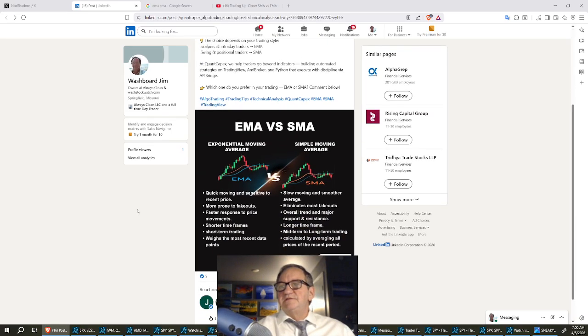So the EMAs and SMAs, EMA is quick moving and sensitive to recent price action, more prone to fakeouts. We all know that stocks retest, and I use the moving averages as a symbol of support and a symbol of resistance. Faster response to the price movements, shorter time frames, though I use them in long time frames, short-term trading, and it weighs in on the most recent data points.